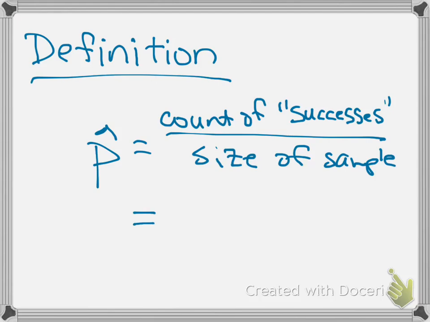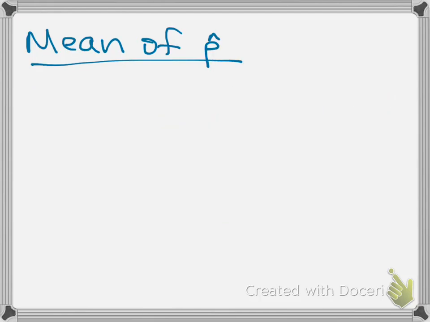Now, as we take more and more samples, the count of successes that we get in each sample, or the number of trials that we run, is going to vary. So we can represent the count of successes as some random variable x. The size of our samples shouldn't change from trial to trial, so that's going to be a set value n. So using this definition, we can come up with some values for both the mean of P hat and the standard deviation of P hat.